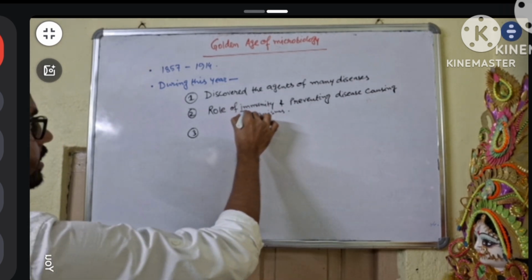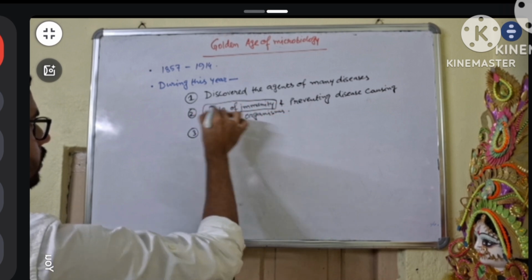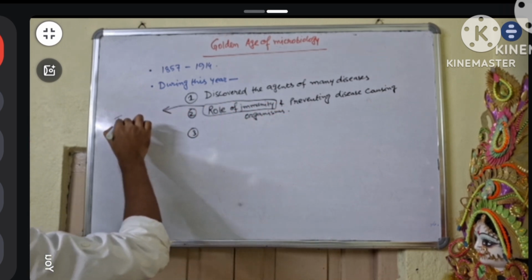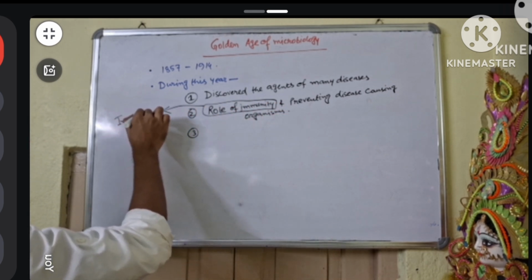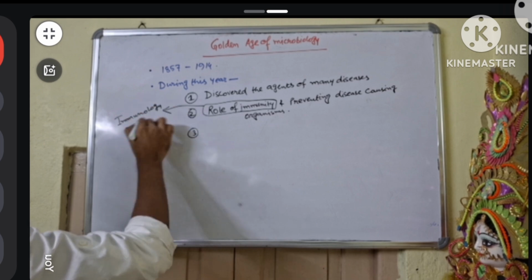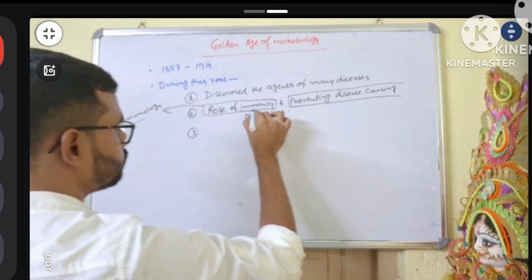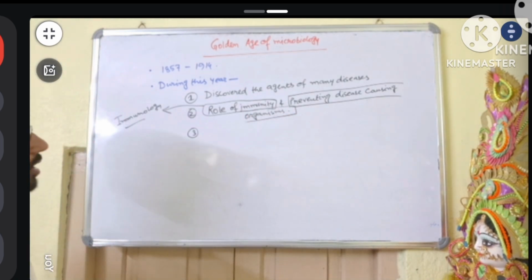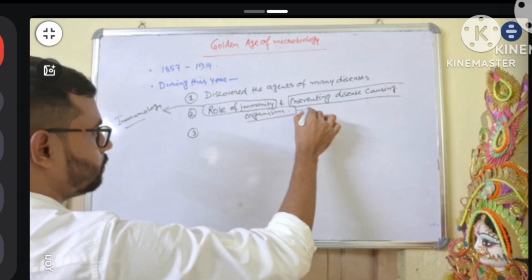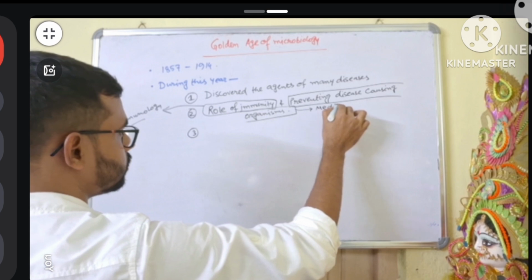From that, a separate field started: the role of immunity. The subject is immunology, and it is a separate discipline. As we discussed the previous day, preventing disease causing organisms in humans and animals is medical microbiology.